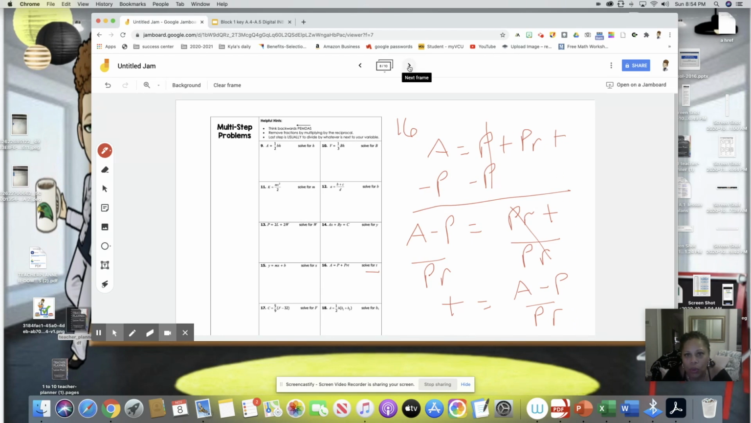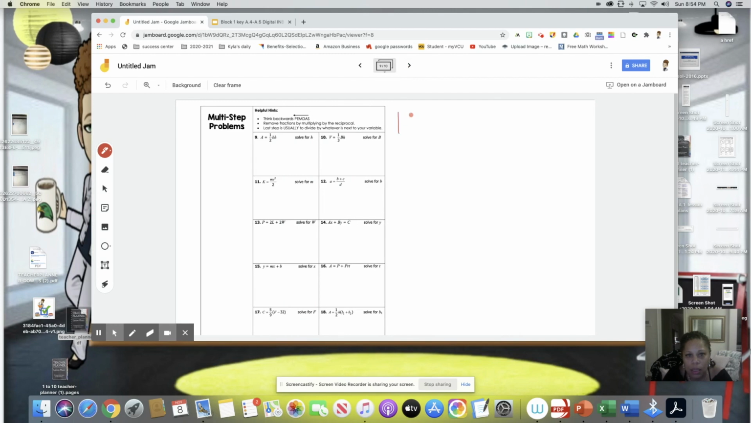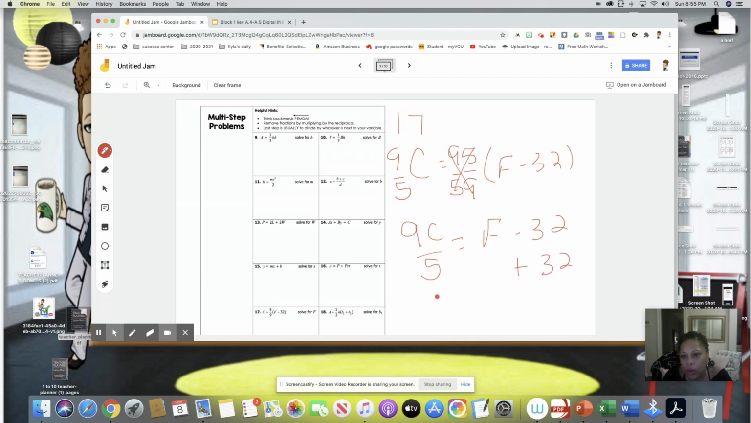Okay, so number 17, C equals, and here goes another fraction. This one's a little different. This is a Celsius and Fahrenheit problem, which you do in science. So we still multiply by the reciprocal on both sides. So they cancel. So it's 9C divided by 5 equals F minus 32. We can drop the parentheses because we no longer have multiplication. And all we're going to do is add 32 to both sides.